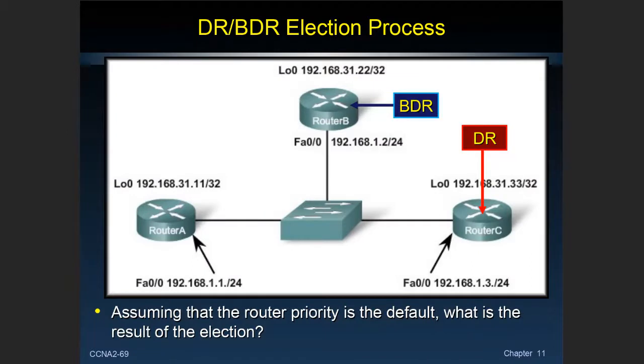So what is the result of the election here? Well, the router with the loopback port 192.168.31.33 had the highest numeric value of any of these loopback ports. He became the designated router, the one at the 3 o'clock position, router C. Router B at the 12 o'clock position had the second highest loopback port value. He became the backup designated router. What does router A do? He's a DROther. He's just a participant.